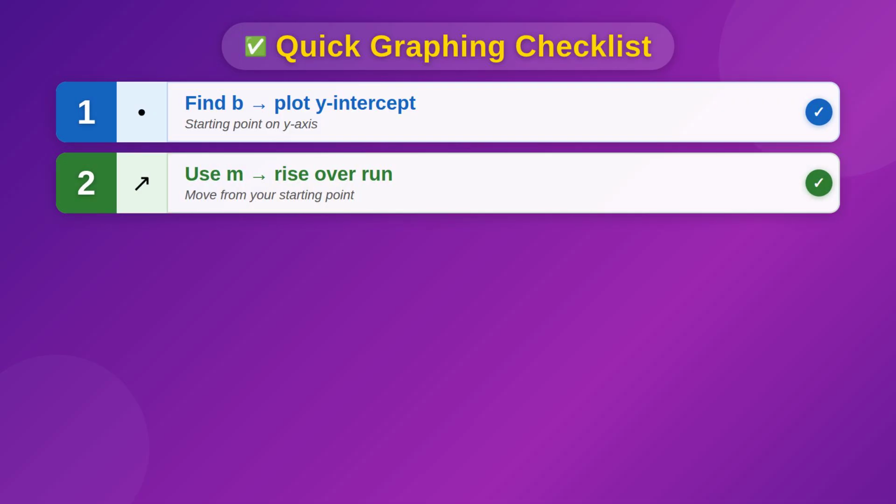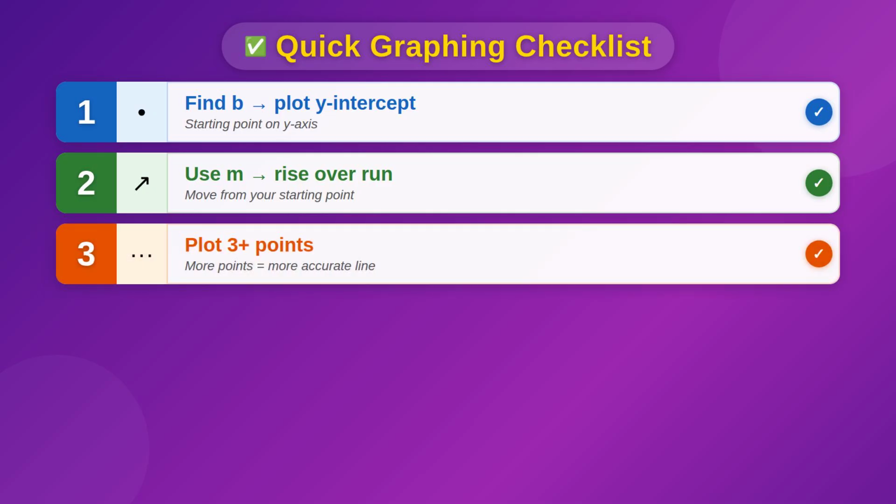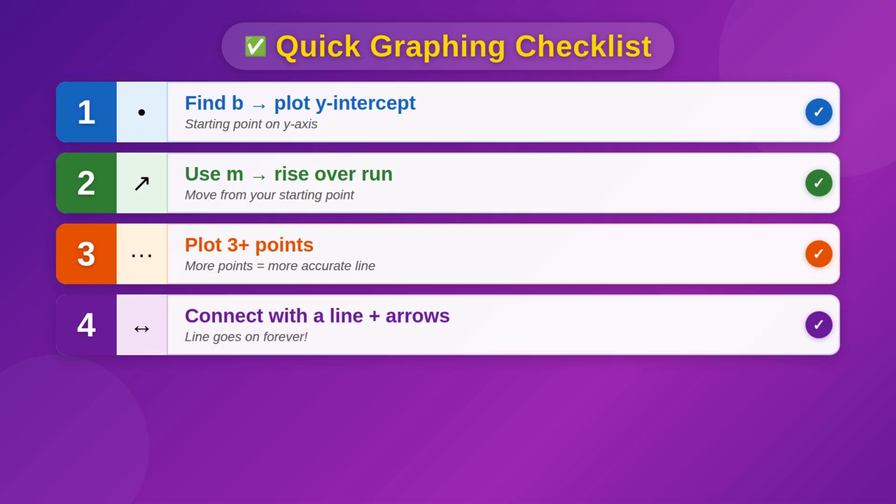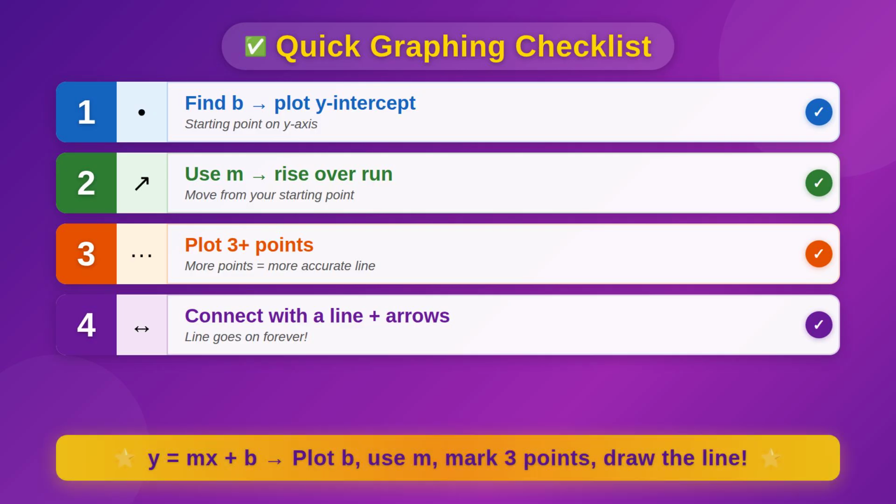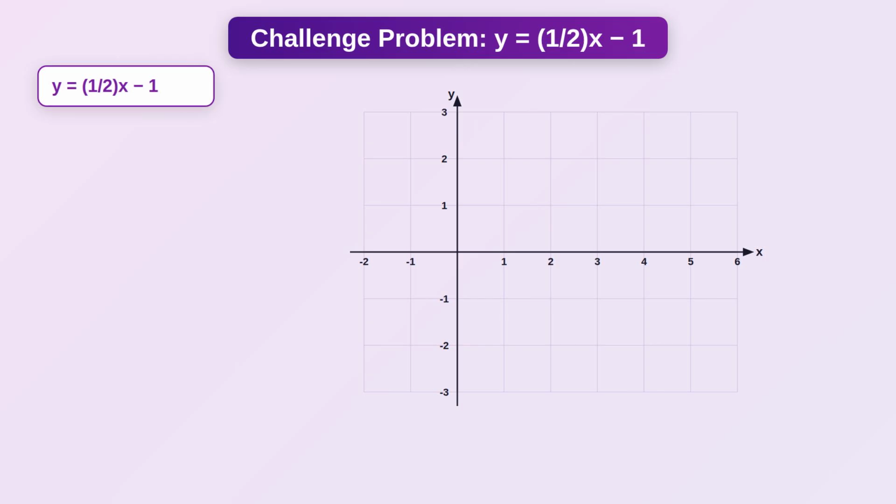Maya now has a 4-step system she uses every single time. Step 1. Find b and plot the y-intercept. That's your starting point. Step 2. Use the slope m to find more points using rise over run. Step 3. Plot at least 3 points so your line is accurate. Step 4. Connect them with a straight line and add arrows on both ends because the line goes on forever in both directions. Parents, this checklist is a great one to print out for homework time.